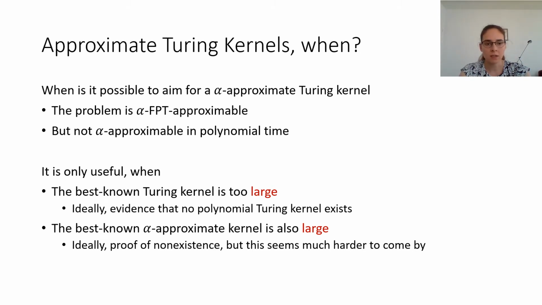Also, since approximate Turing kernels generalize both Turing kernels and approximate kernels, naturally, if you find an approximate Turing kernel, you would want the size bound to be better than the size bound on the best known Turing kernel. And you also want the size bound to be better than in the best known alpha approximate kernel, or maybe you can get a better approximation. Ideally, in both cases, you have some evidence that the best known Turing or alpha approximate kernel cannot be improved. Okay, so with that in mind, let's have a look at our results.